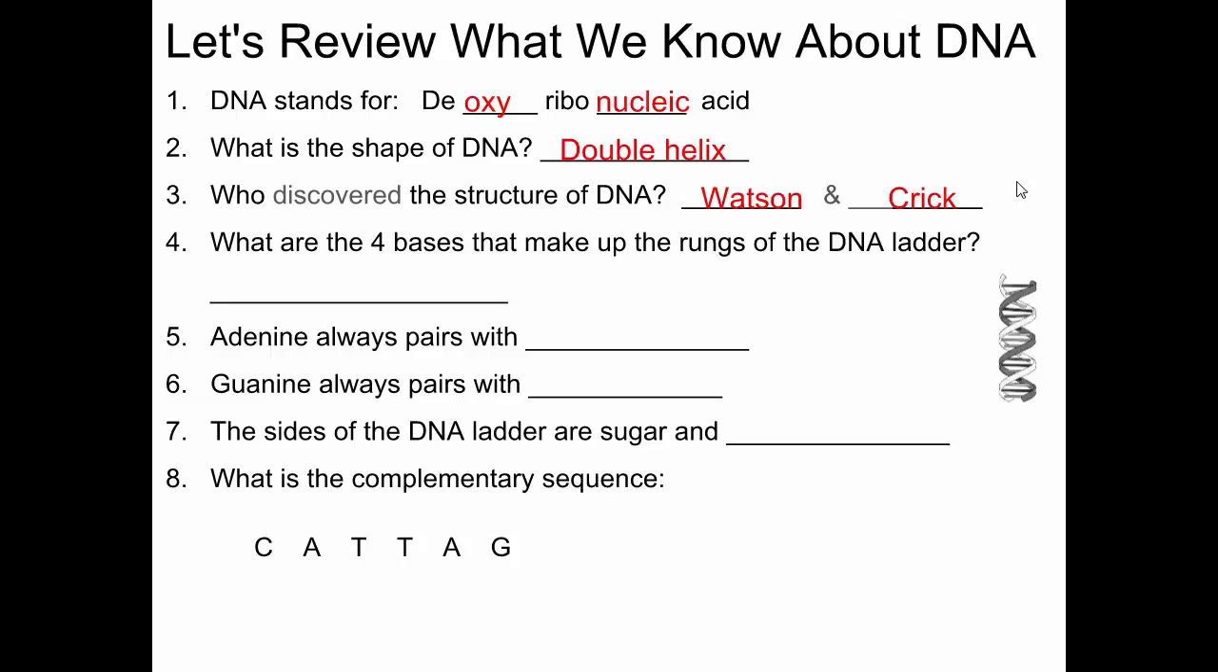It helps me. What are the four bases that make up the rungs of a DNA letter? Just the letters. A, T, C, and G. Adenine, and A always pairs with what, Grace? What do A's pair with? T's, or thymine. G, or guanine, always pairs with what, Ben? C, cytosine.